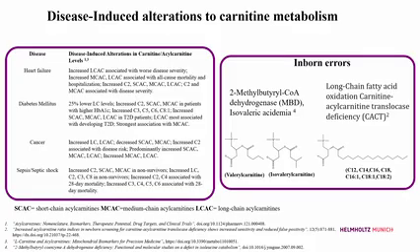Another important example might be the association of acyl carnitines with inborn errors. For example, valeryl carnitine, which is a 5-chain acyl carnitine, is associated with methylbutyryl CoA dehydrogenase deficiency. Or, for example, CACT deficiency, as I previously said, is associated with an increase of long-chain fatty acid acyl carnitines.